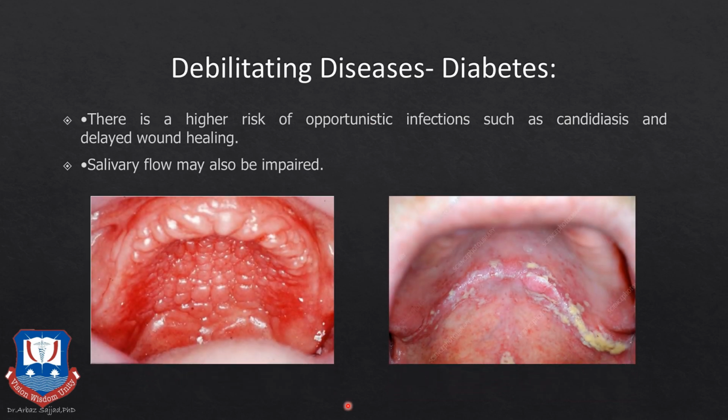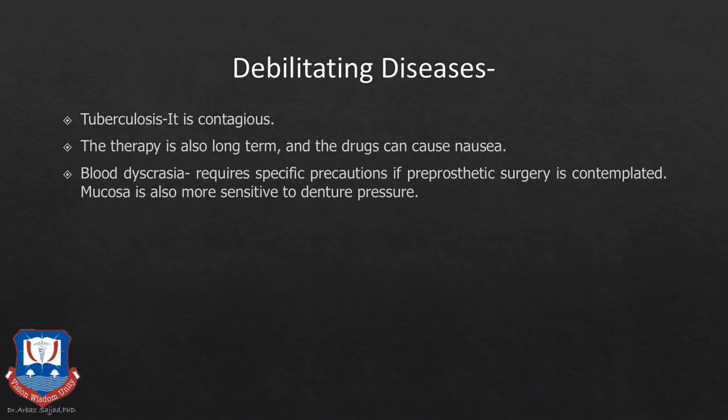First was debilitating conditions. One of the most common debilitating conditions seen in the dental clinic, especially in prosthodontics, is diabetes. Most of the times, patient has lost his teeth because of uncontrolled or poorly controlled diabetes. They have higher risk of opportunistic infections like Candida albicans and denture stomatitis or denture hyperplasia. In such patients, salivary flow is also impaired, worsening the overall prognosis and success of the treatment. So these issues need to be addressed beforehand.